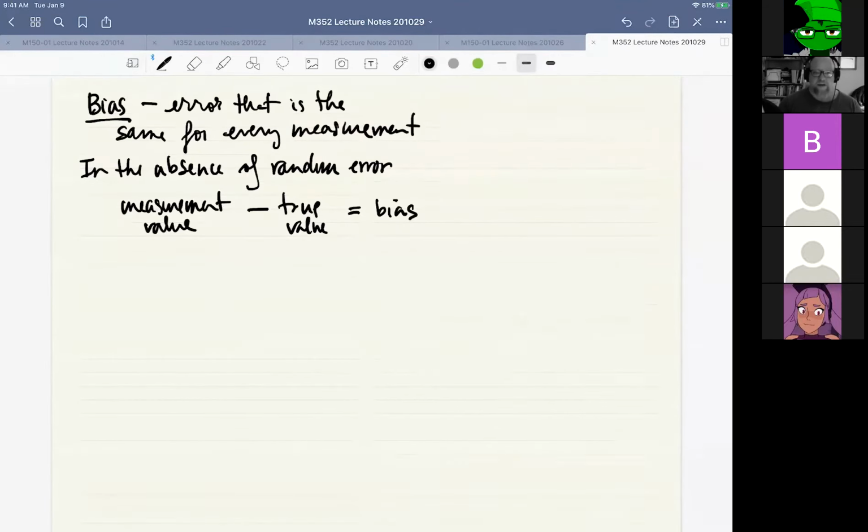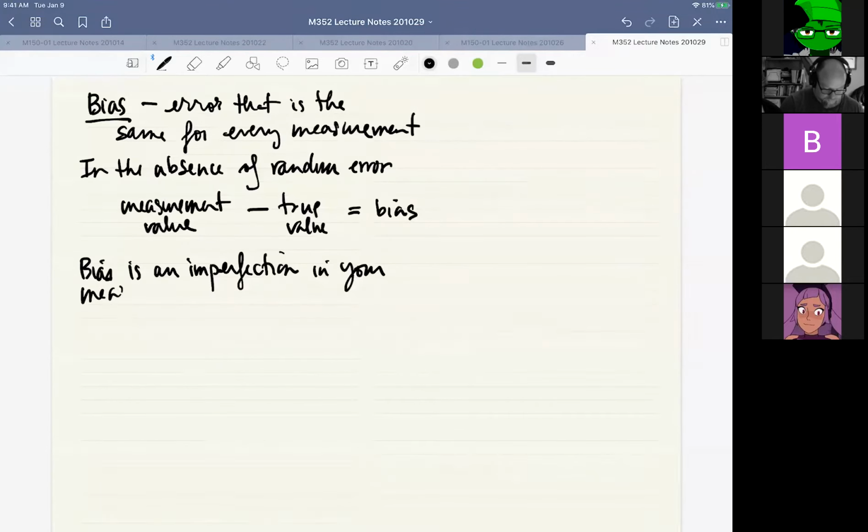So if you're always making the same error when you measure, you're never going to get the true value because there's always going to be this contribution that's in your bias. Your bias shifts your measurements away from the true value. So I like to think of bias as an imperfection in your system. And these imperfections are things that you can fix if you're aware of them.